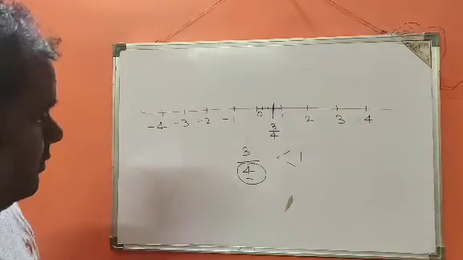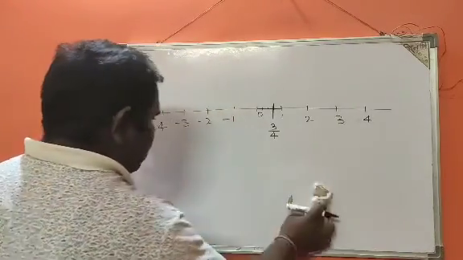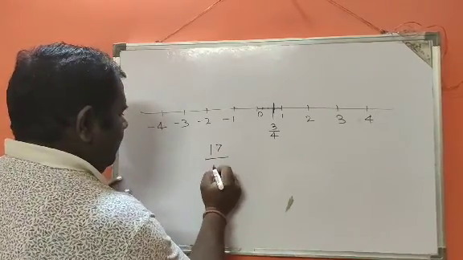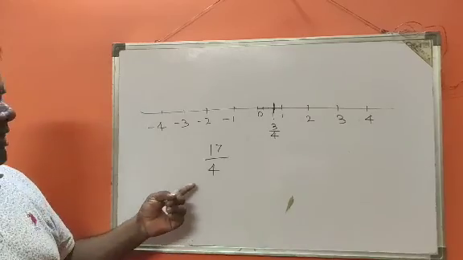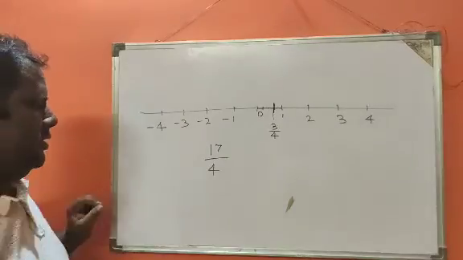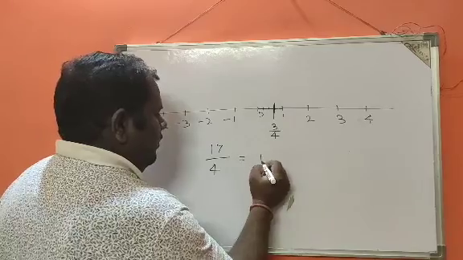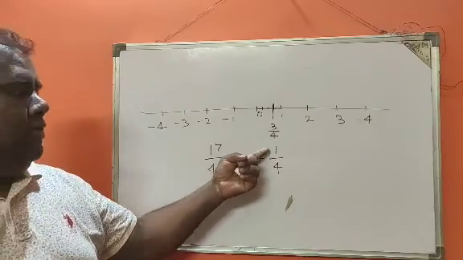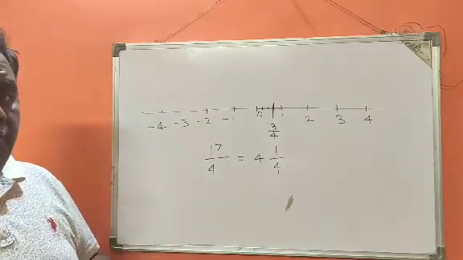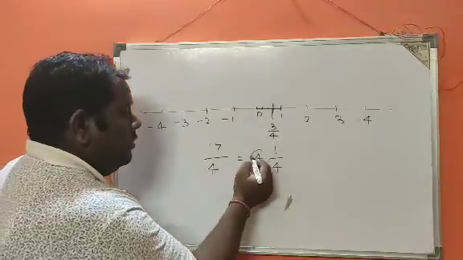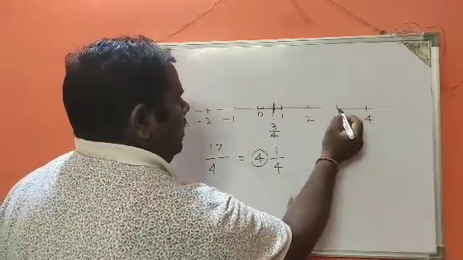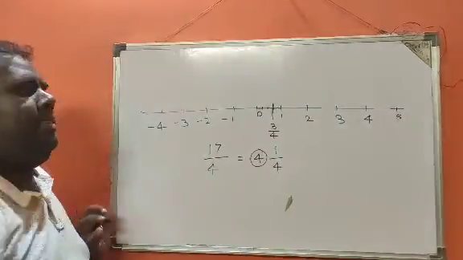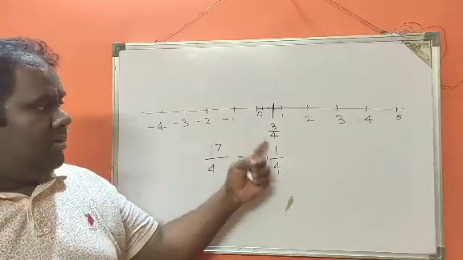Same way, if it is an improper fraction, suppose that 17 upon 4. So first change this improper fraction into a mixed fraction. It will be 4 whole 1 upon 4. Now we are getting 4 whole 1 upon 4. थोड़ा ब्रेक करके पढ़ें. 4 whole, 4 complete. It means 1, 2, 3, 4. 4 तो complete हो गया. ओके. और इसके बाद 1 upon 4.